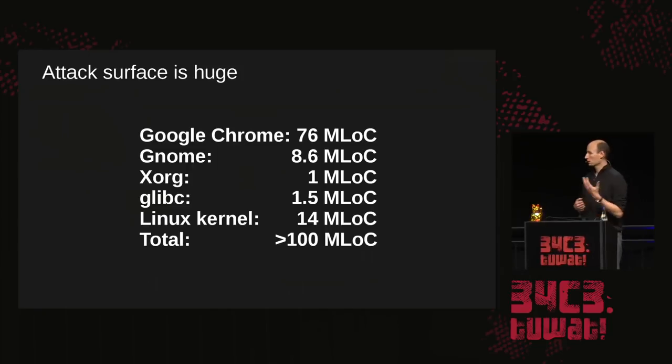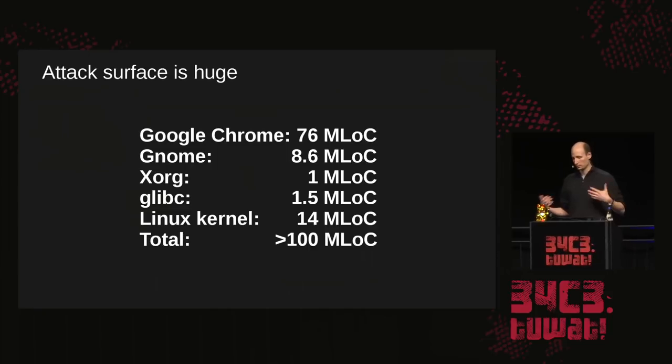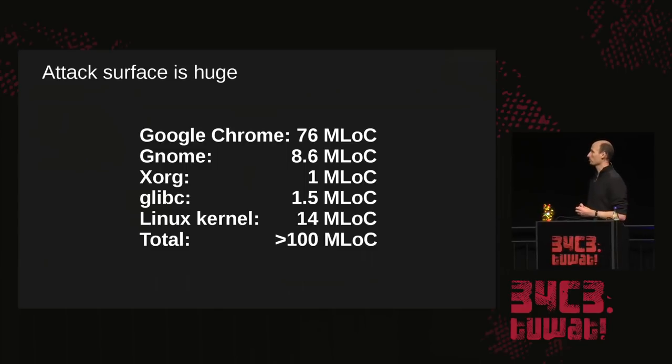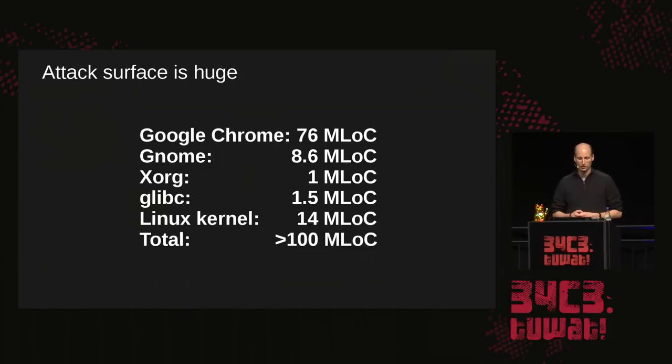And even though the folks at Google are doing an awesome job at code reviews, figuring out test cases, checking all the different conditions, there's still a large opportunity for different forms of type confusion in this large source space. And it's not just Google Chrome with 76 million lines of code, but also a bunch of other systems on top of that. There's your window managers, there's your standard library, there's the Linux kernel, there's a hypervisor, and so on. And this easily clocks into more than 100 million lines of code. There's a lot of opportunities for different forms of type confusion.